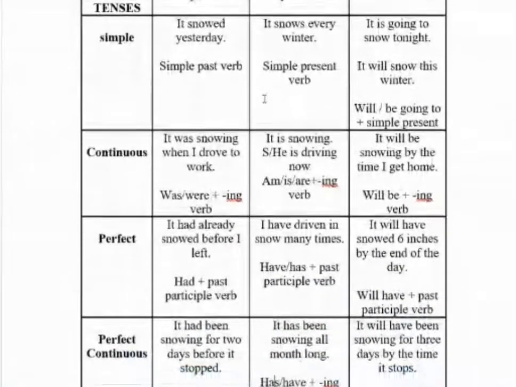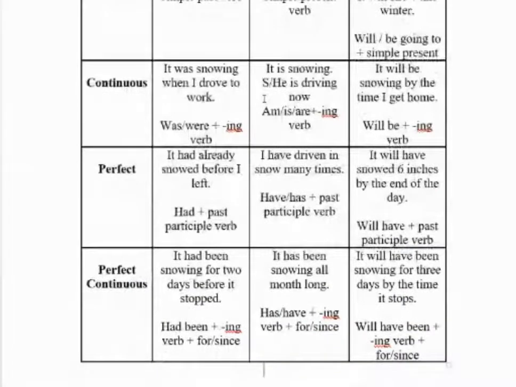When I'm using continuous in the future, it will be snowing by the time I get home. So I use will. After will, I have to use verb to be as infinitive because after will, the verb must be in the infinitive form plus verb with ing. So it will be snowing by the time I get home. It will be snowing.